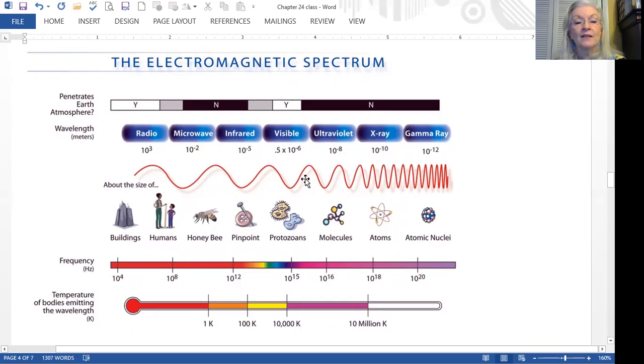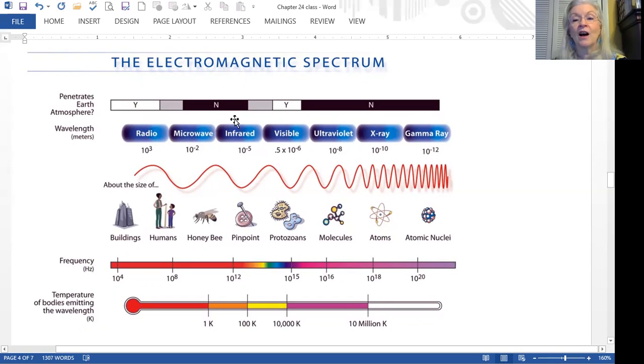So you can see it runs the gamut from really large wavelengths to really small ones. Frequencies go all the way from a low of 10 to the 4th to a high of 10 to the 20th. And temperatures of bodies that emit radiation in these wavelengths go from relatively cool to very, very hot. I like the fact that the author of the graphic gave you physical things to compare it with and talks about whether it can penetrate the Earth's atmosphere or not. So radio waves obviously do.